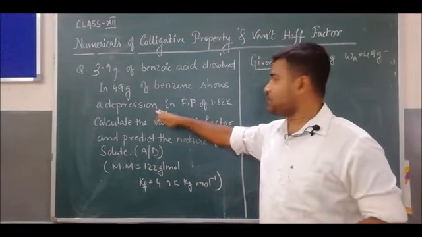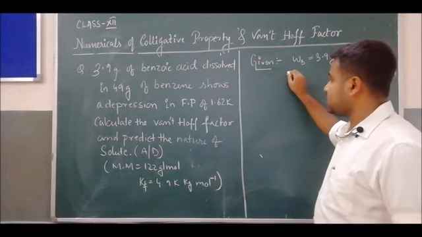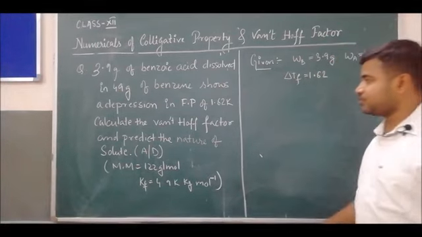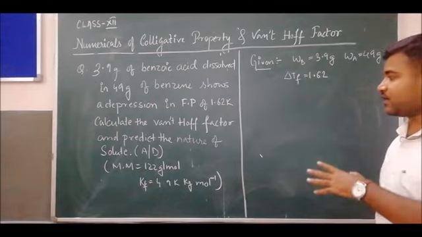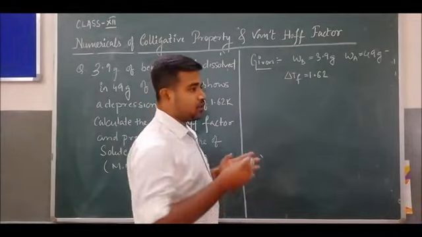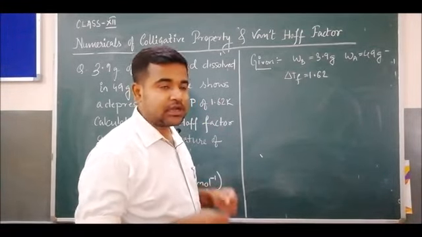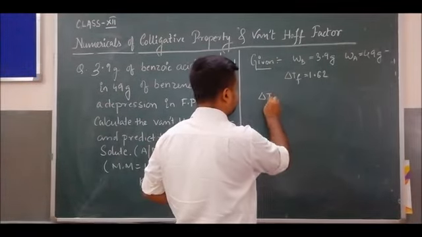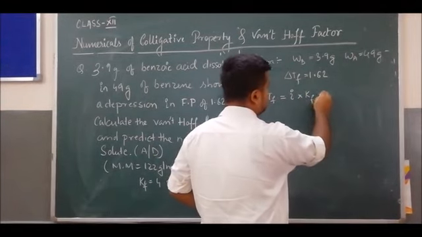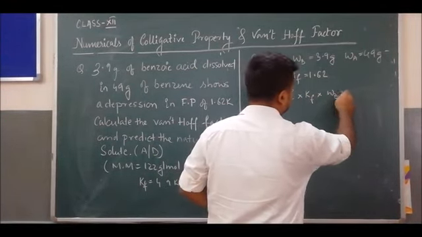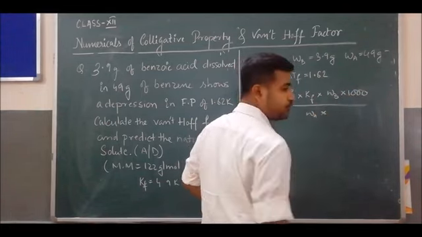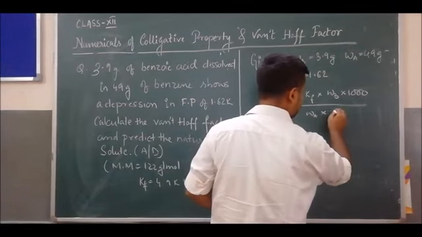It shows a depression in freezing point of 1.62 Kelvin. It means delta TF is equal to 1.62. Calculate the Van 't Hoff factor and predict the nature of the solute. So let's start from the formula. According to the colligative property formula, delta TF can be written as I into KF into WB into 1000 by WA into MB.